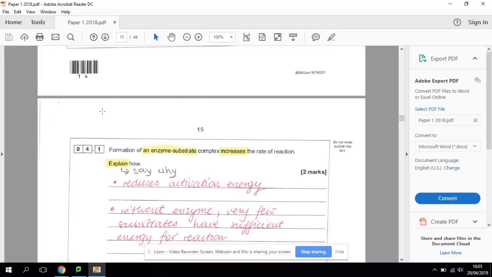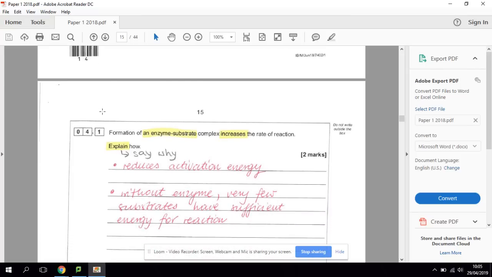Right. Looking at question number 4, they're asking you about enzymes. And enzymes is a topic that you cannot escape from. Every single exam will ask you a question about enzymes and proteins. So what they want here is the formation of an enzyme substrate complex increases the rate of reaction. Explain how. So again, use your biological knowledge.